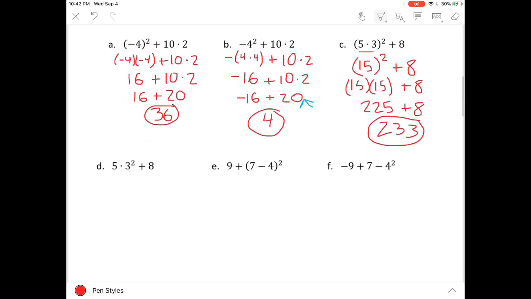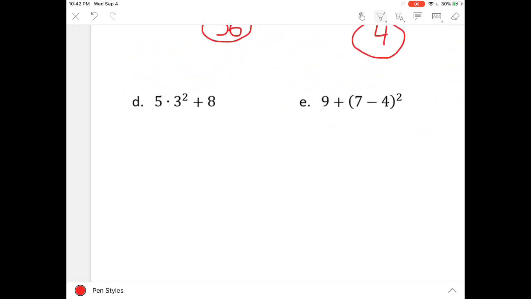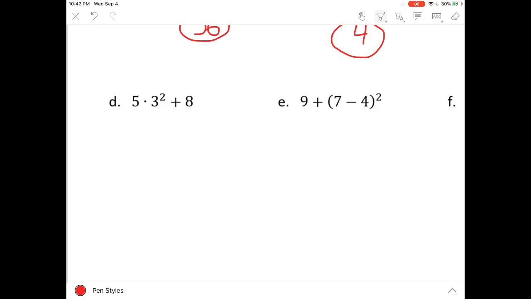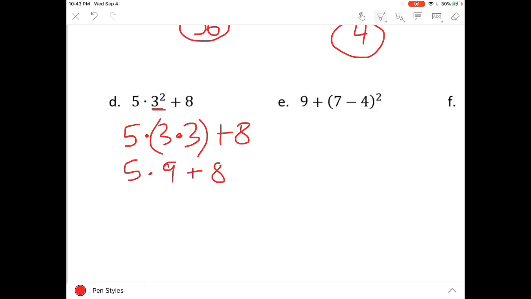Now let's look at D, knowing what's happening with C. There are no parentheses here, so the order of operations tells us that the exponents are what's going to happen first. So 5 times, what does 3 squared mean? Well, that means 3 times 3, plus 8. So 3 times 3 is 9. 5 times 9 plus 8. 5 times 9 is 45, plus 8. And 45 plus 8 is, of course, 53.